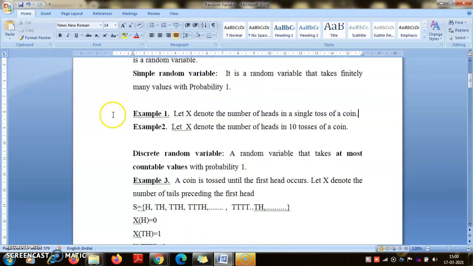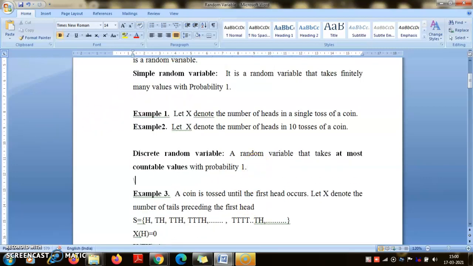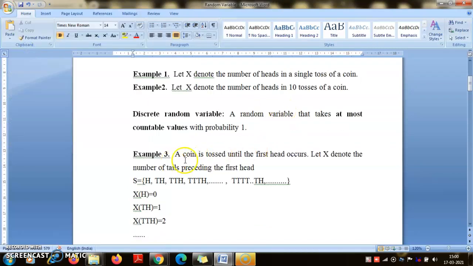So here is an example of a discrete random variable that is not simple. A coin is tossed until the first head occurs. In this case the sample space, or the set of possible outcomes, is not finite, because the first toss may be a head, then I may need two tosses, so tail, head, and then it may be two tails, then a head, and in this way I may need hundreds of tails preceding the first head. It is not possible to say with certainty that after so many tosses I will surely get a head. So therefore this is an infinite set.